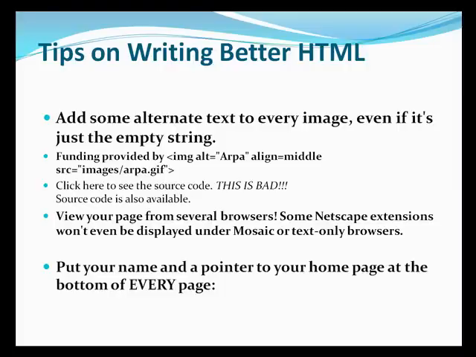View your page from several browsers. Some Netscape extensions won't even be displayed under Mosaic or text-only browsers. Now this means open it up, make sure you download all the browsers and keep them on a USB stick: Google Chrome, Opera, Firefox, Safari, Internet Explorer, Netscape, and all the odd browsers that you can find. Put your name and pointer to your home page at the bottom of every page, like copyright 2010 made by Scott or Jim or stuff like that. And include your last name too, so it looks more businessy.